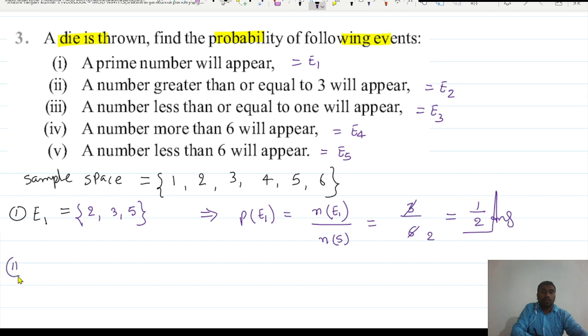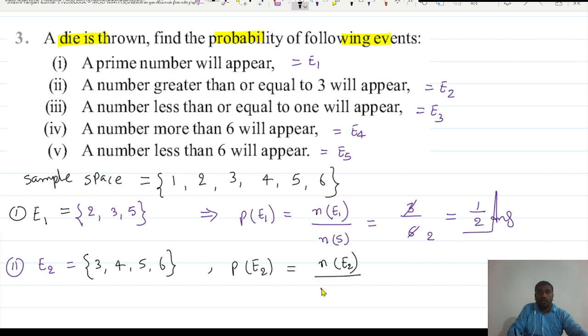Similarly, if you see the second one here, E2, what is E2 actually? E2 is that a number greater than or equal to 3 will appear, right? So number greater than or equal to 3. So 3 may be here, okay, 4, 5 and 6, because the number can be greater than or equal to 3. So 3 or more than 3 will be acceptable. So what is the probability of this event E2? Number of elements in this event E2 divided by total number of elements in the sample space. So here how many elements do we have? 1, 2, 3, 4. So total 4 are there, and total n(S) we have 6. So we can cancel 2 times here and 3 times here. So what is the answer here? 2 by 3. So the answer of this question is nothing but 2 by 3.